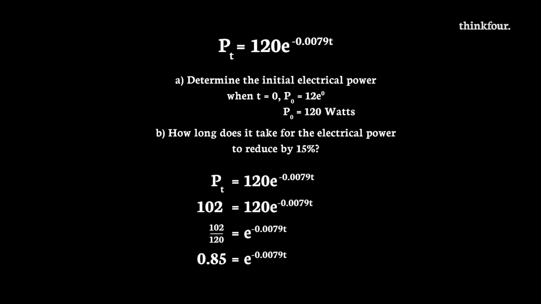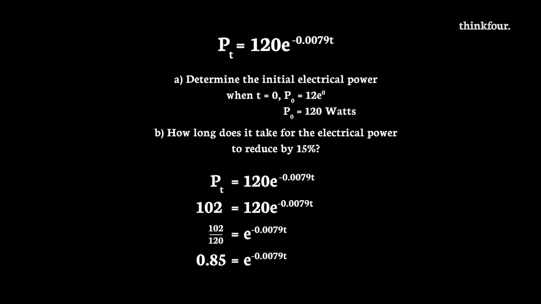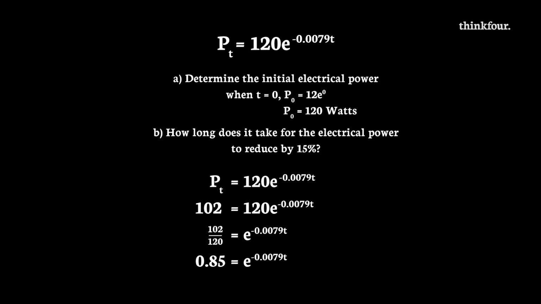Then we're asked to calculate how long it takes for the electrical power produced to reduce by 15%. 15% of 120 is 18, so the power becomes 102, and we can substitute this into the equation for P and rearrange to get 0.85 equals e to the power of negative 0.0079 t. There are two methods we can learn to solve this type of equation where the unknown t is in the power, and both involve logarithms.